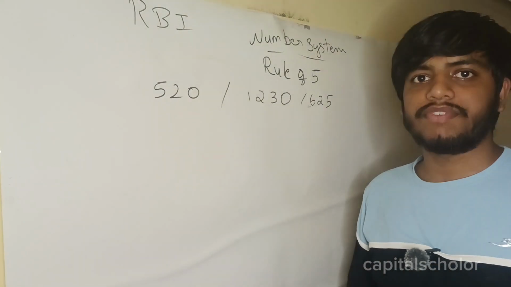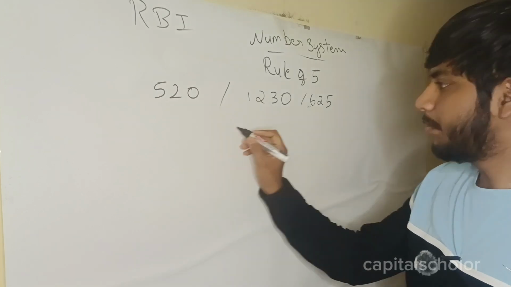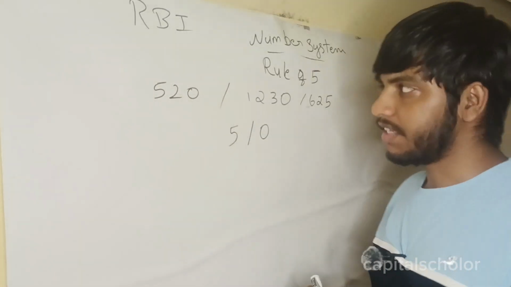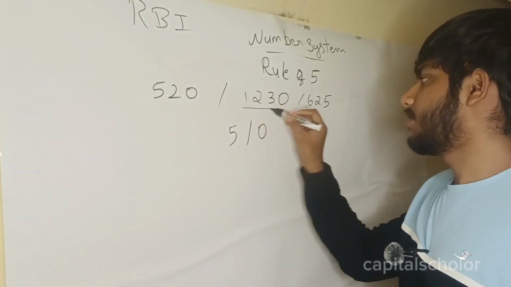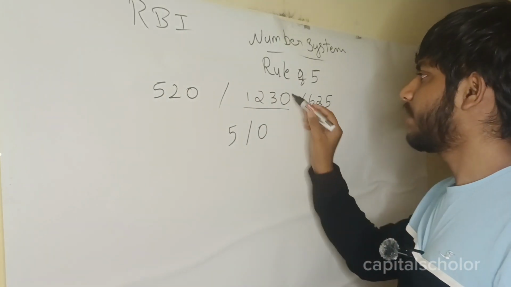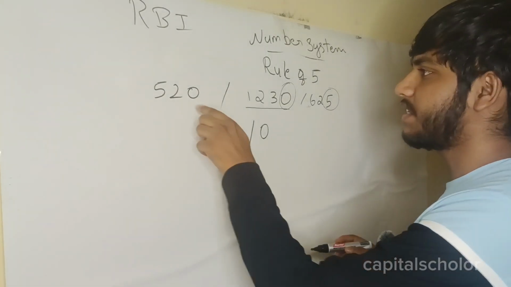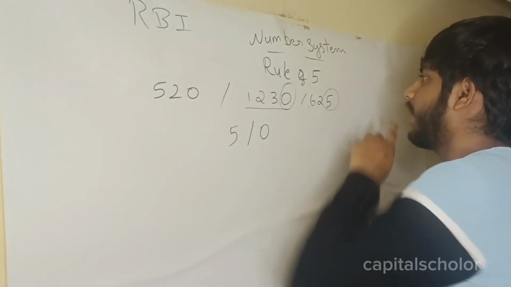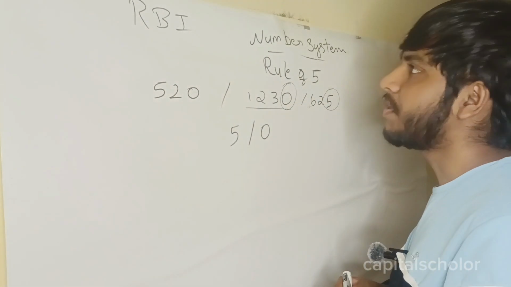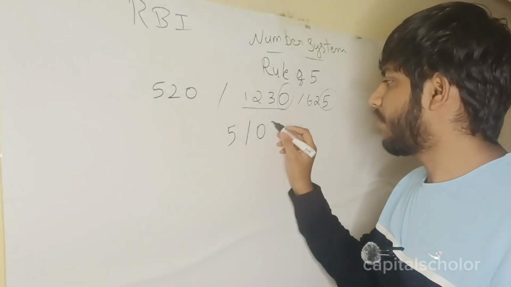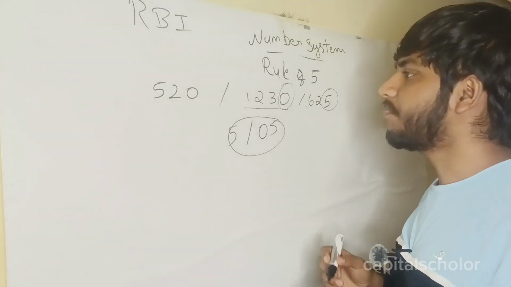The next number is 5. 5 is very easy. It should end in 0 or 5. If someone asks whether it is divisible by 5, you must see if the last digit is 0 or 5. If the last digit is 0 or 5, then the number can be divided by 5. So this is the rule of 5.